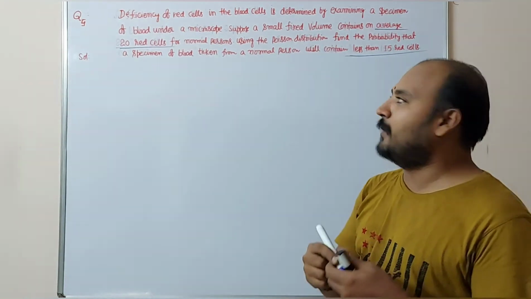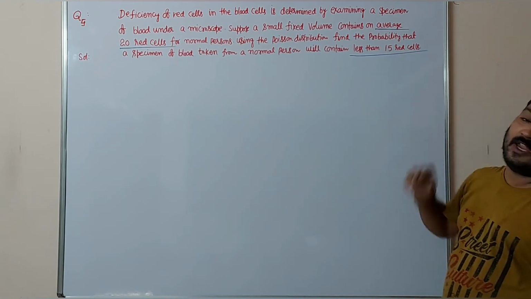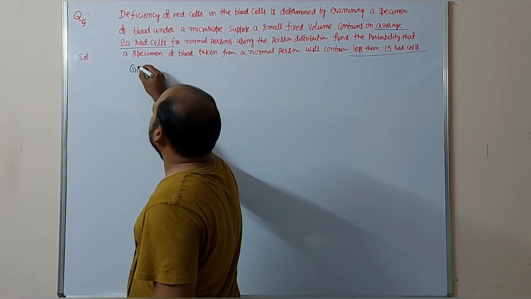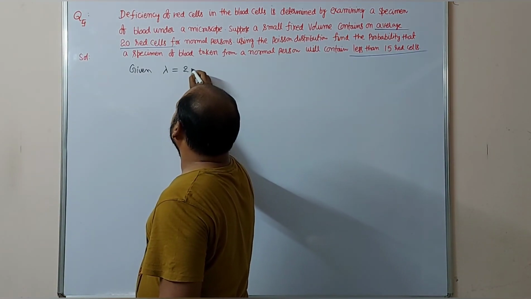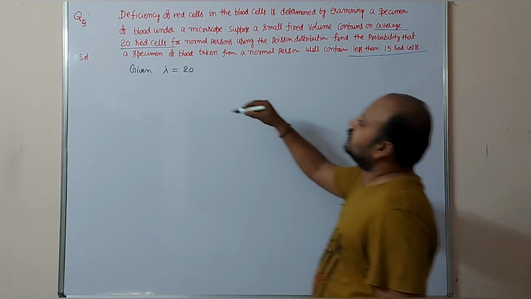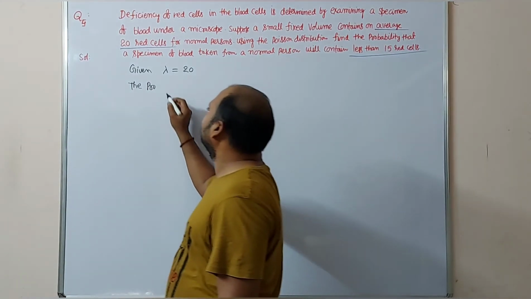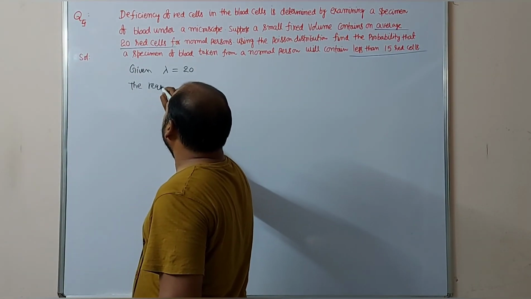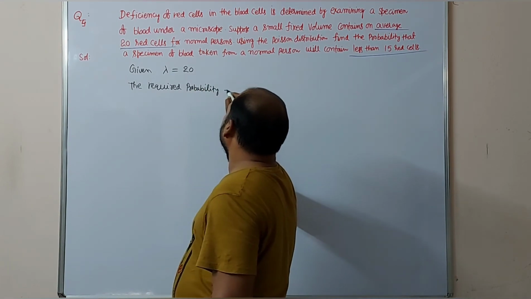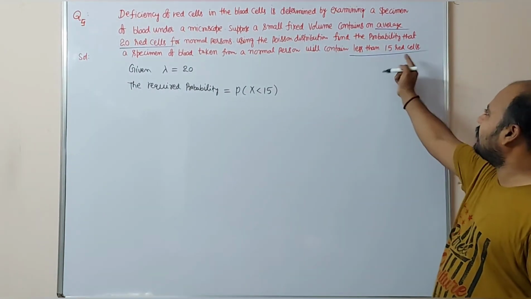So here two questions are there. Lambda value we got it in that, and the probability of X is less than 15 red cells. So given lambda is equal to 20 red cells are there. They are asking the probability that, otherwise simply you can write it as the required probability. Better to write the required probability. Whatever you want to write, that is the required probability. P of X is less than 15.